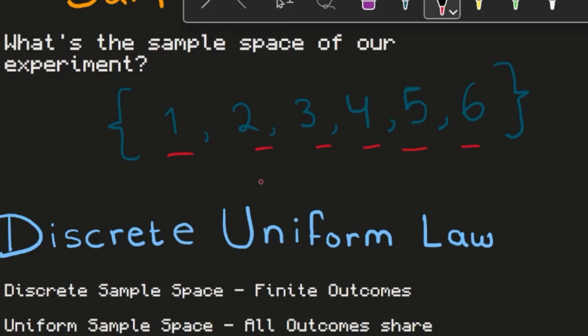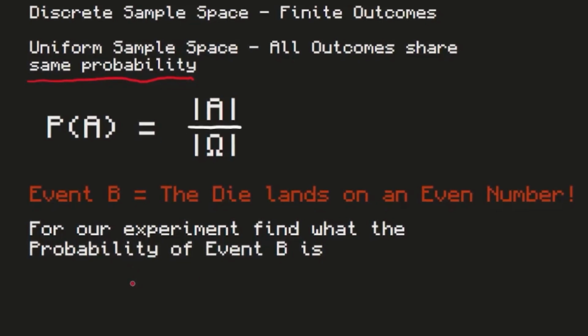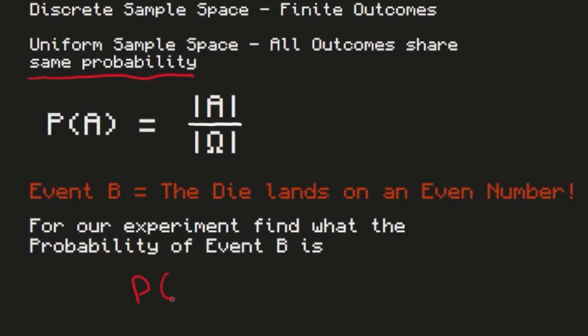Let's say we have an event B. Event B is the event in which the die lands on an even number. We're asked for our experiment to find what the probability of event B is. Here we can actually use the discrete uniform law. Probability of B is going to equal the cardinality of B divided by the cardinality of our sample space.